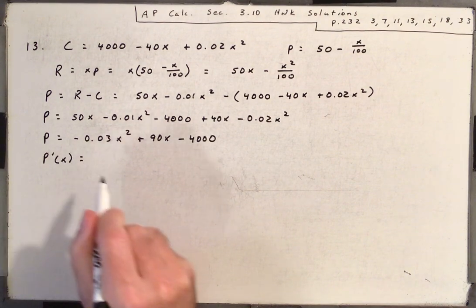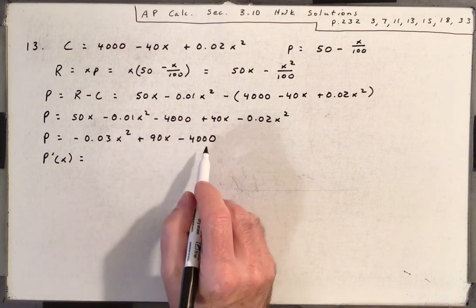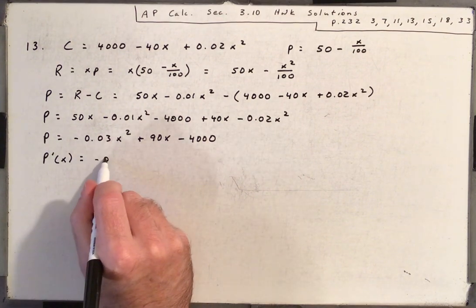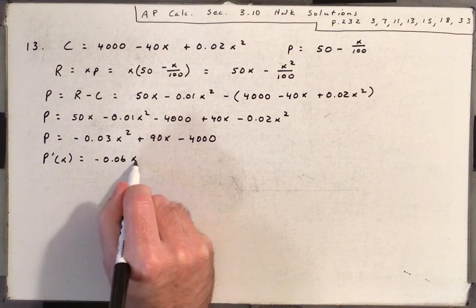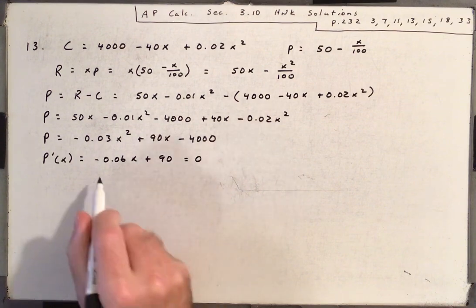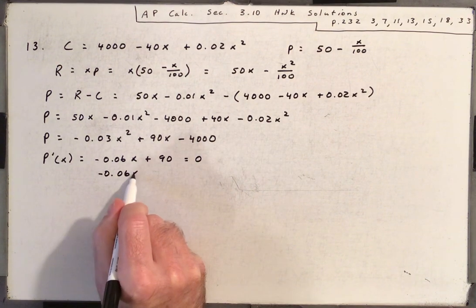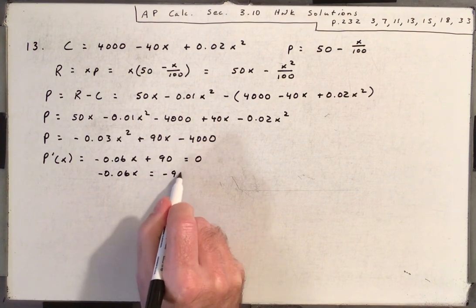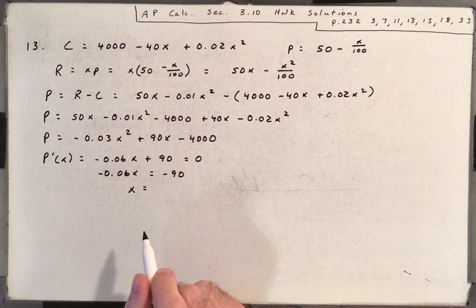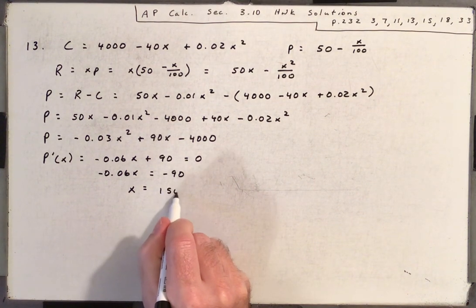I'm going to take the derivative of that to find the number of units to maximize profit, so that'd be minus 0.06x plus 90. Set that equal to 0. So I'd have minus 0.06x equals minus 90. All right, so x is going to equal 1,500 units.